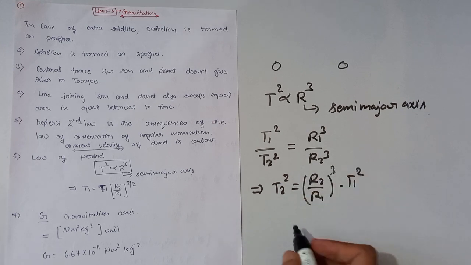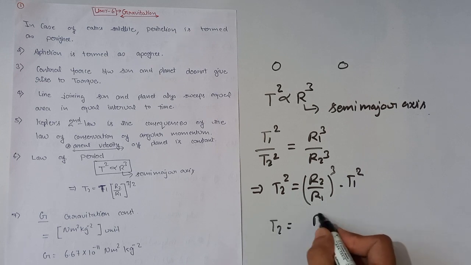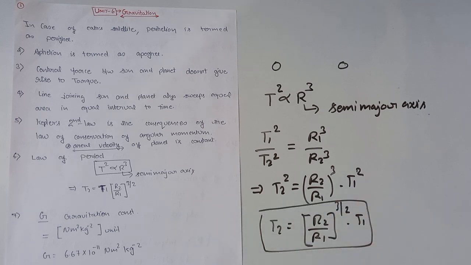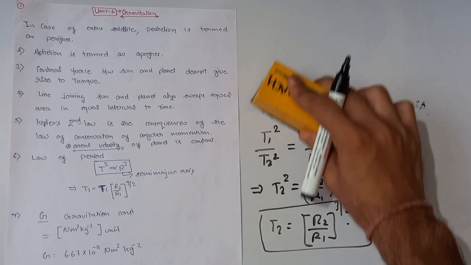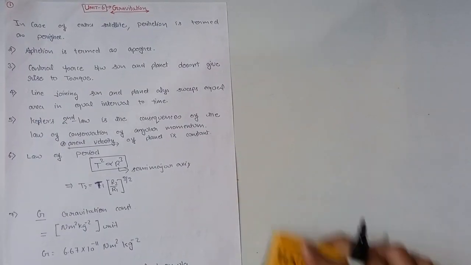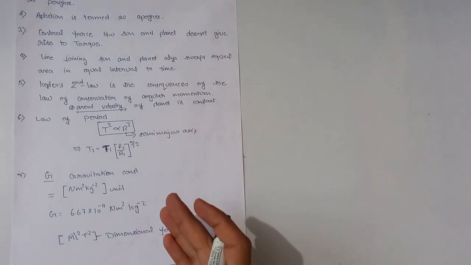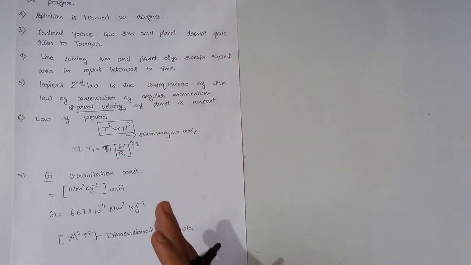By taking the square root on both sides, we get T2 is equal to (R2 divided by R1) raised to the power 3 by 2, into T1. By using this formula, we can easily solve numericals in which we calculate the time period by knowing the values of R1, R2 and T1. Okay, our next important key point is, please write down all these key points which are very important from the examination point of view.